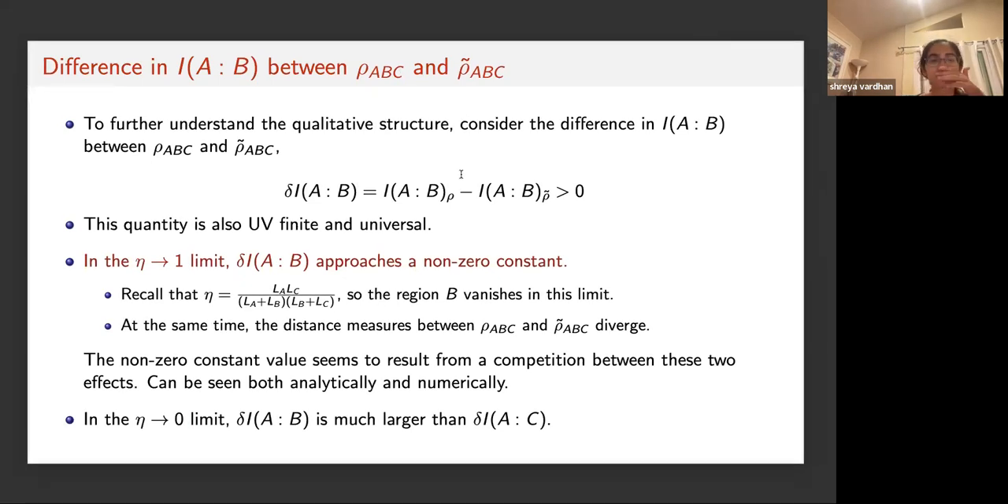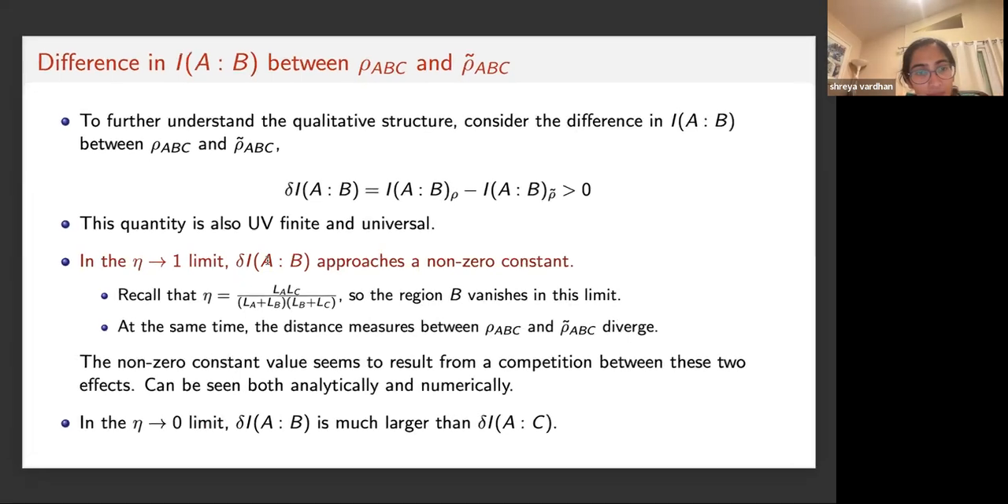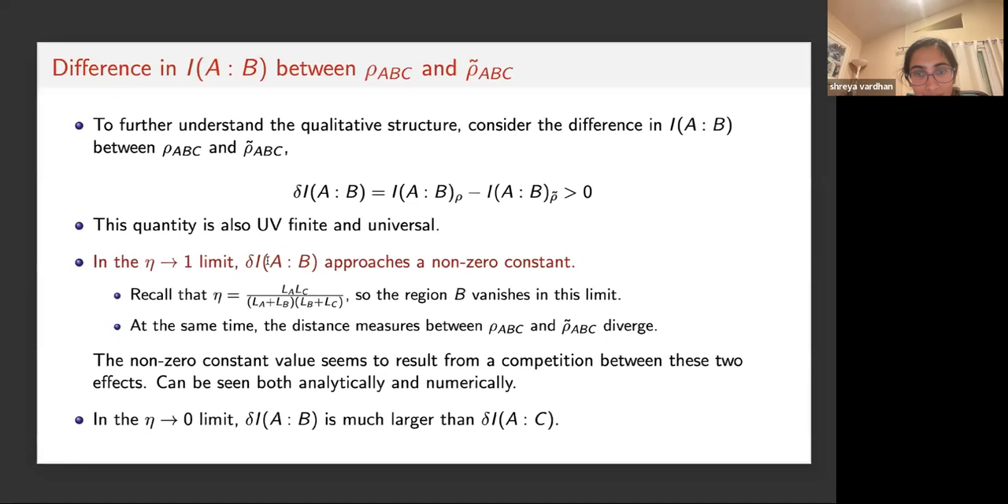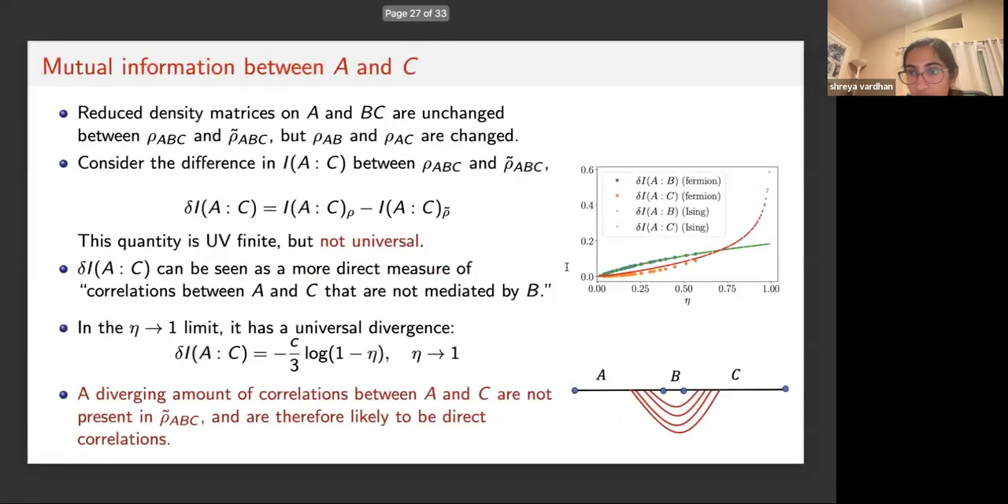And one interesting thing is that in the eta going to 1 limit, that is the limit where B is just disappearing. So naively, you would have expected that any quantity like the mutual information difference between A and B should just vanish in this limit because B just doesn't exist anymore. But instead, as you can see from this plot, and you can also see analytically, this quantity actually approaches some non-zero constant in this limit.